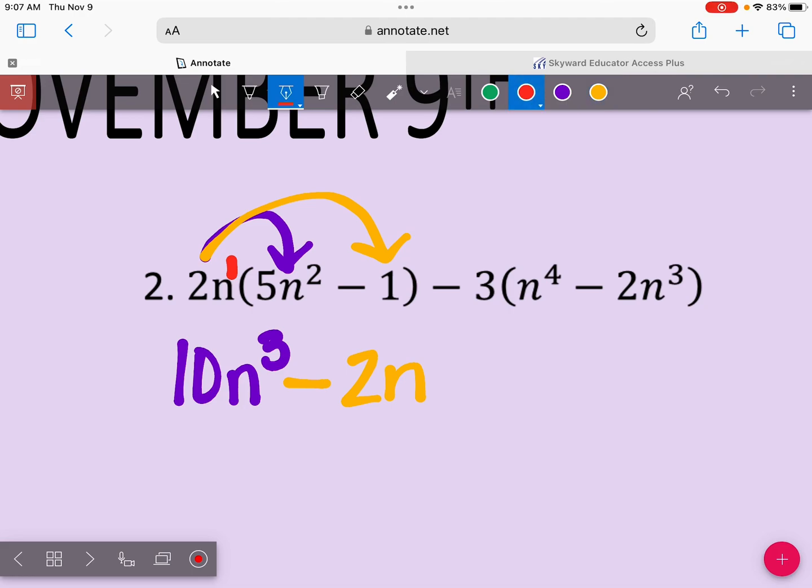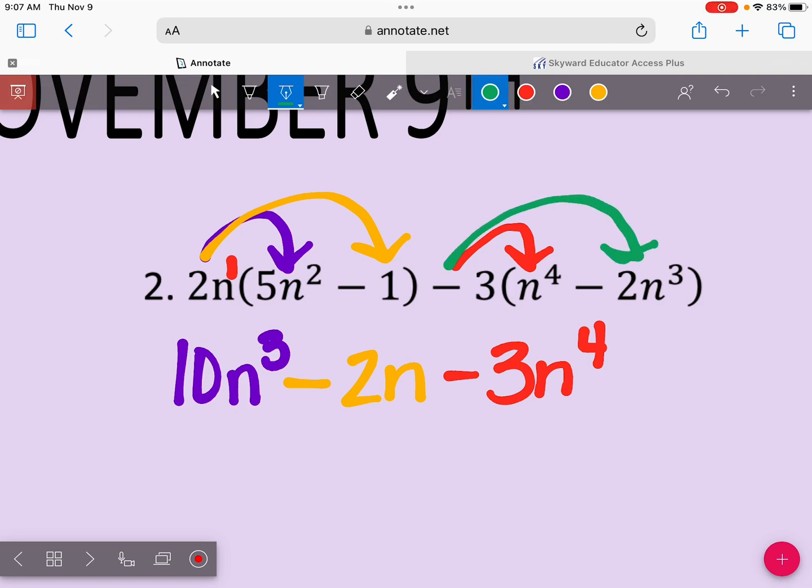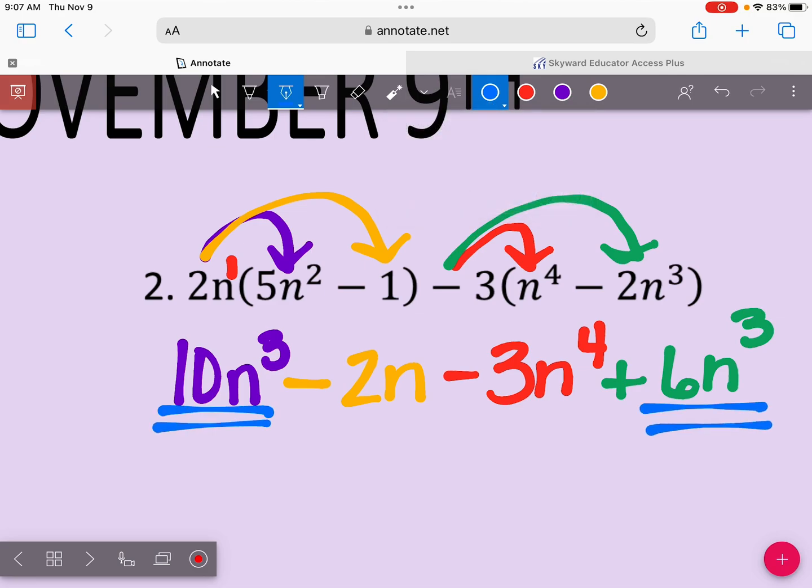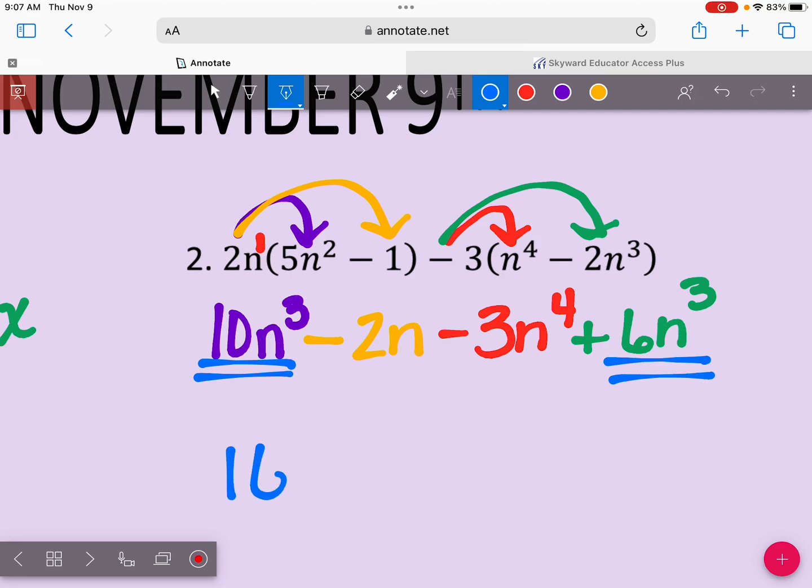And then for my second parentheses, I'm multiplying a negative 3. So negative 3 times n to the fourth would be negative 3n to the fourth. And then negative 3 times negative 2 is a positive 6n to the third. All right, like terms. Do we have any like terms? Yes, we do. Good. So both of these have n to the power of 3. So we can add those together. So that would be 16n to the third minus 2n minus 3n to the fourth.